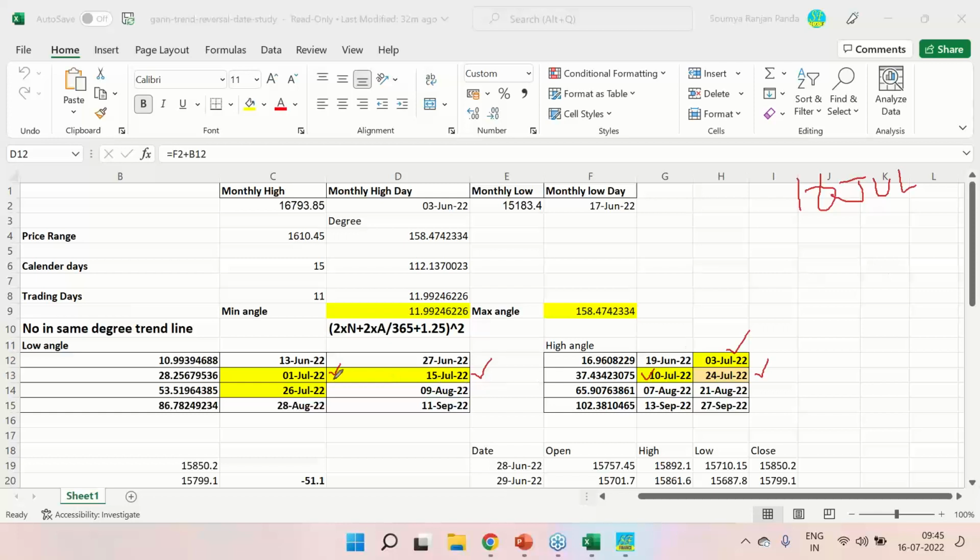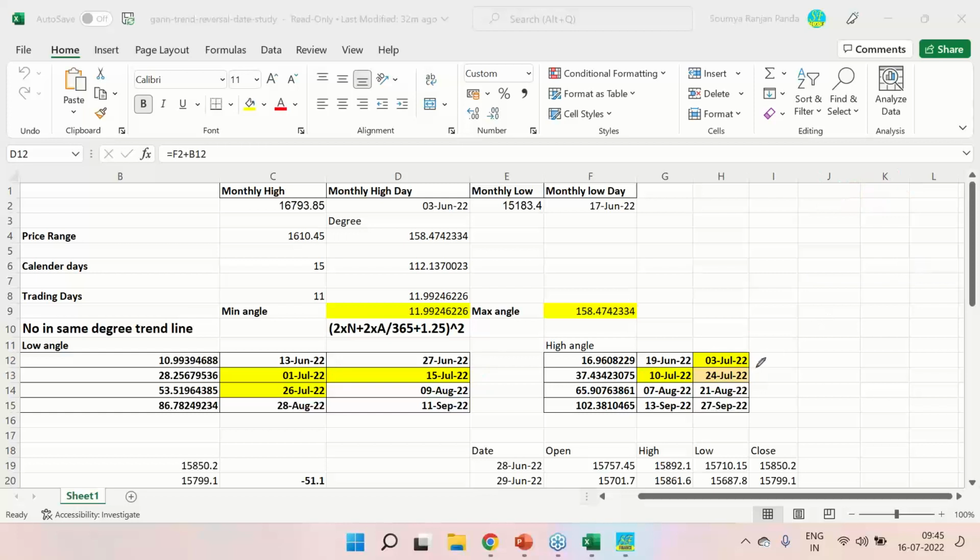So what happens? These are the days trend reversal is going to happen. 1st July, 3rd July, 10th, 15th, 24th and 26th has not come. We'll see whether it has happened or not. So that is very important. We need to see whether it happened or not.